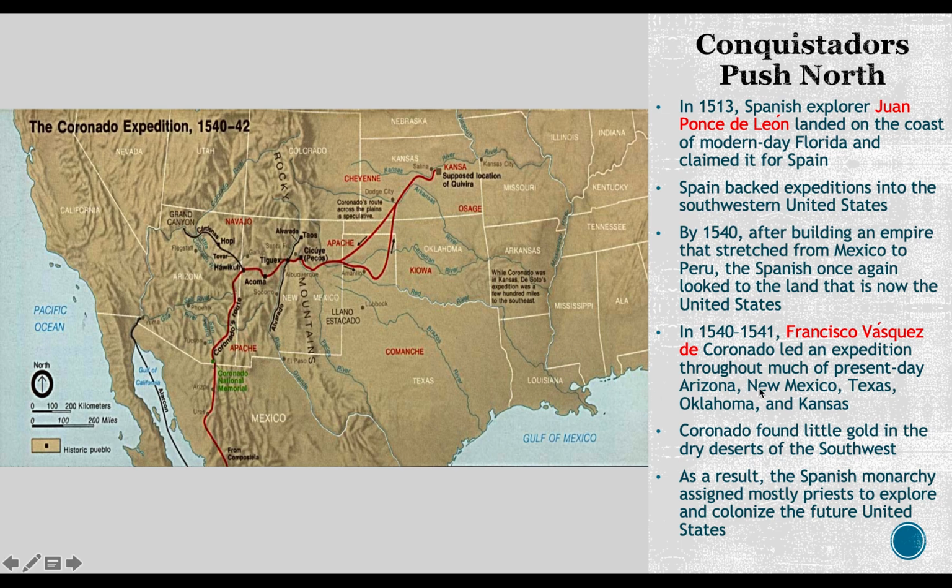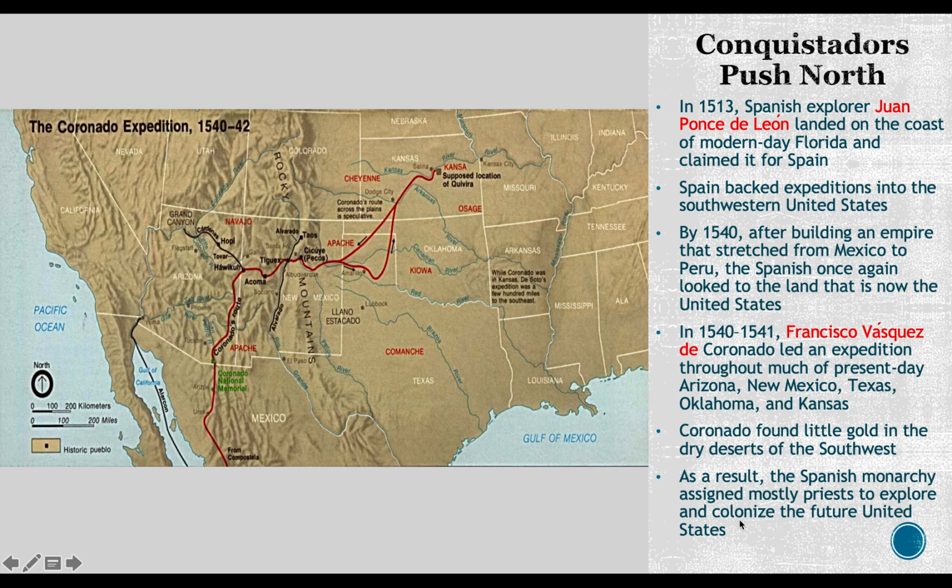In 1540 to 1541, Francisco Vasquez de Coronado led an expedition throughout much of present-day Arizona, New Mexico, Texas, Oklahoma, and Kansas. Coronado found little gold in the dry deserts of the Southwest. That's why he was going in this area. And that's why Colorado is named after this guy, Coronado.